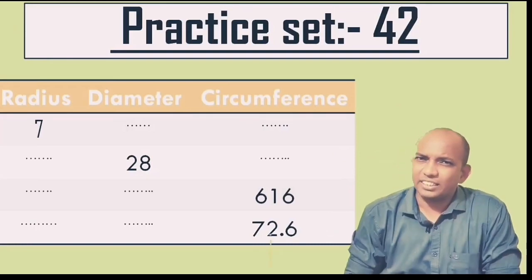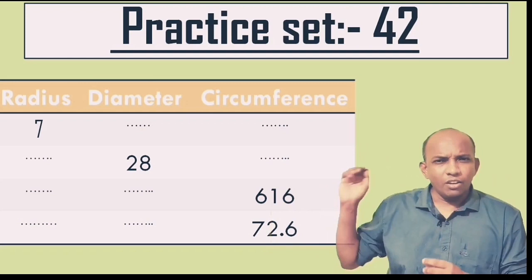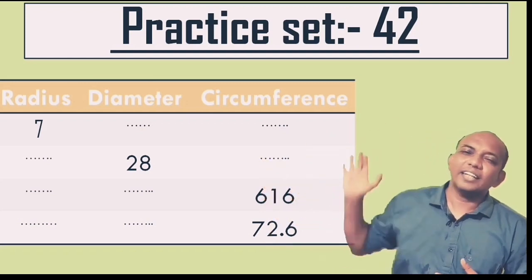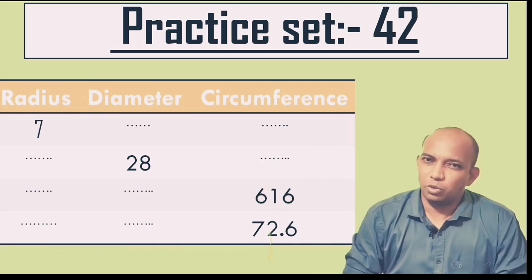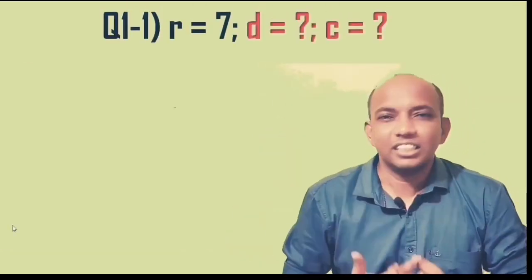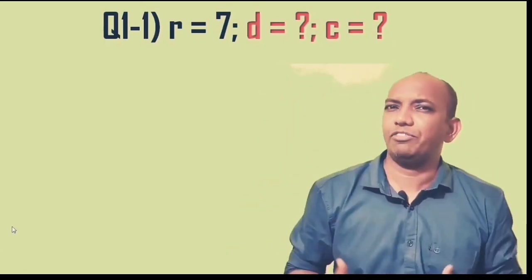The first question of this exercise, a table is given to us, and in that table radius, diameter and the circumference are mentioned, and accordingly I need to find the missing values. This is the first question on the board. The question says radius 7 is given to us and I need to find diameter and the circumference. So how will we proceed further?